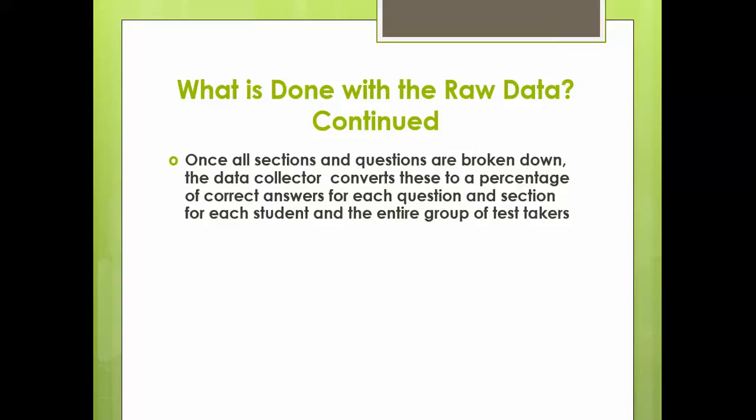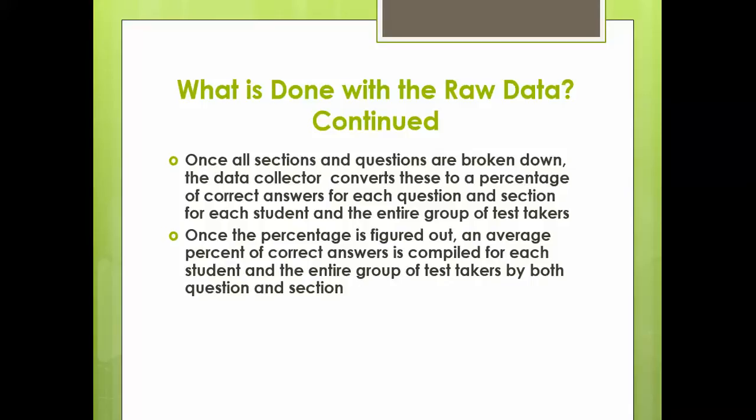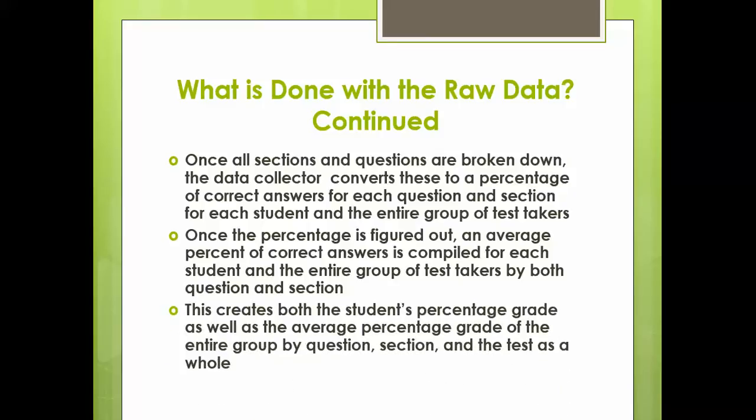Once all the sections and questions are broken down, the data collector converts these to a percentage of correct answers for each question and section for each student and the entire group of test takers. Basically, you just grade the whole thing, average out every question, all that stuff. Once the percentage is figured out, an average percent of correct answers is compiled for each student and the entire group of test takers by both question and section. This creates both the student's percentage grade as well as the average percentage grade of the entire group by question, section and the test as a whole.